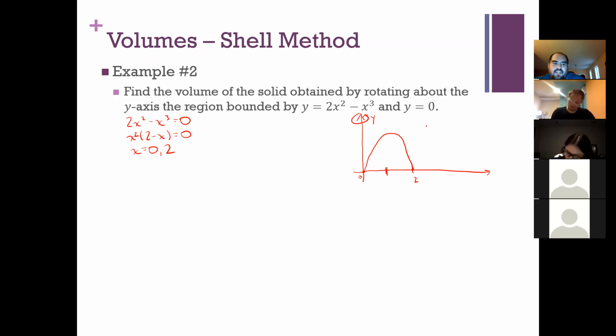And one reason I put this example in here, I wanted to highlight one advantage of having this new method to work with. So I'm going to revolve around the y-axis. But let's say all I have in my toolkit right now is the disk method. If I was going to use the disk method on this, what would my independent variable have to be? Y. It'd have to be y. So I'm going to have rectangles that look like this.